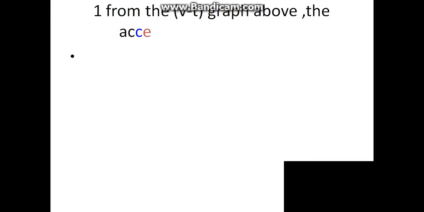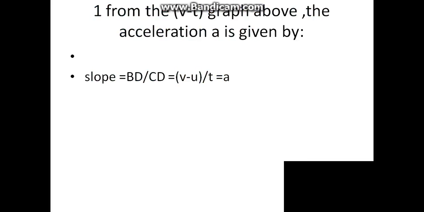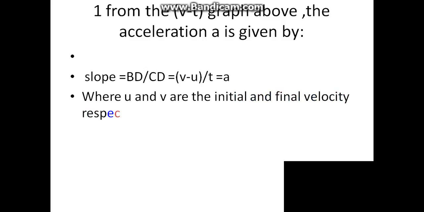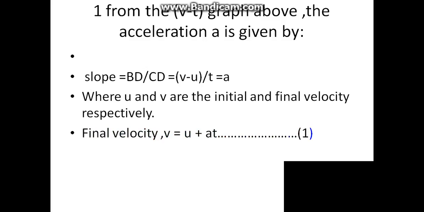From the velocity-time graph above, the acceleration a is given by the slope, which is equal to BD over CD, which is equal to (v minus u) over t, which is our acceleration a, where u and v are the initial and final velocity respectively. Making final velocity the subject of the formula, we have that v is equal to u plus at, which is our equation 1.